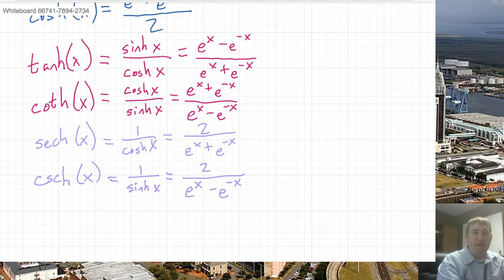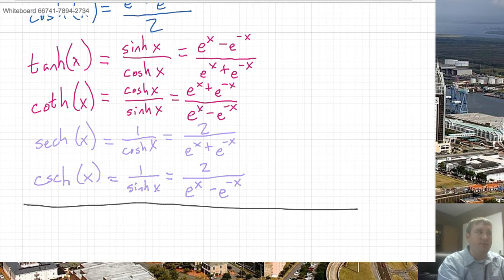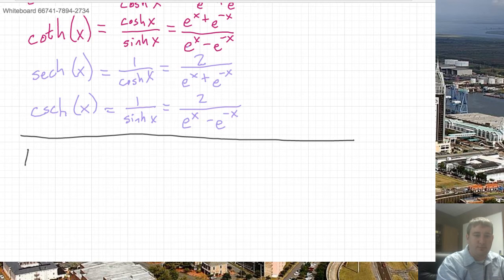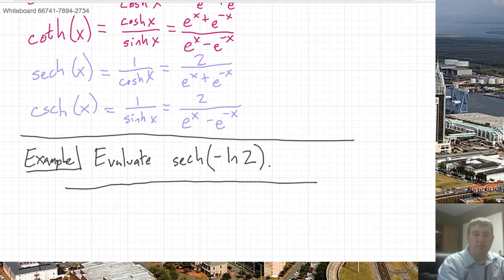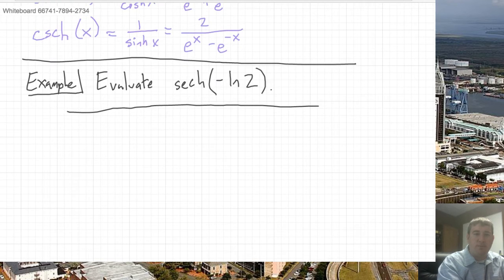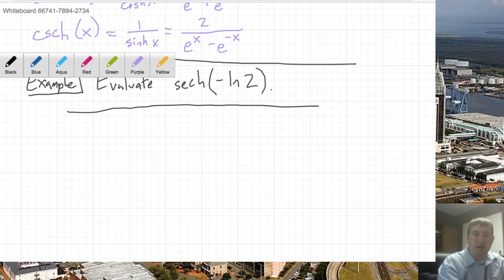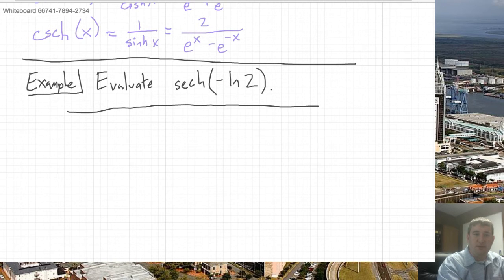So, we've got these new definitions. We should make sure we know how to evaluate things that involve them. So as an example, let's evaluate the hyperbolic secant of the negative natural log of 2. Okay, so what happens if we do that? Well, I've got this nice formula. It's right here at the top now.